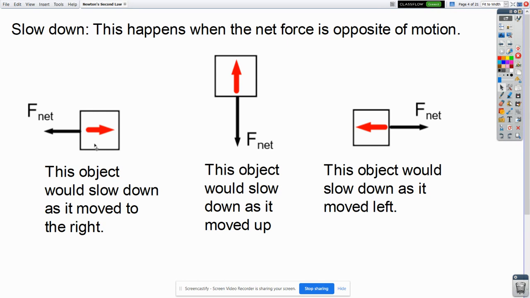This one will continue moving off to the right, but slow down as it does so. This one will continue moving up, but slow down as it does so. This one will continue moving to the left, and it will slow down as it does so.